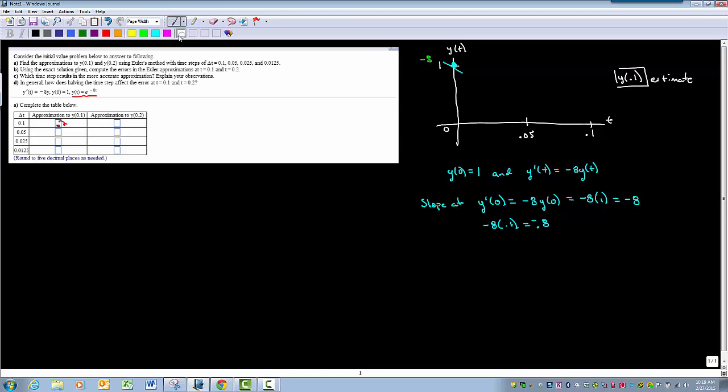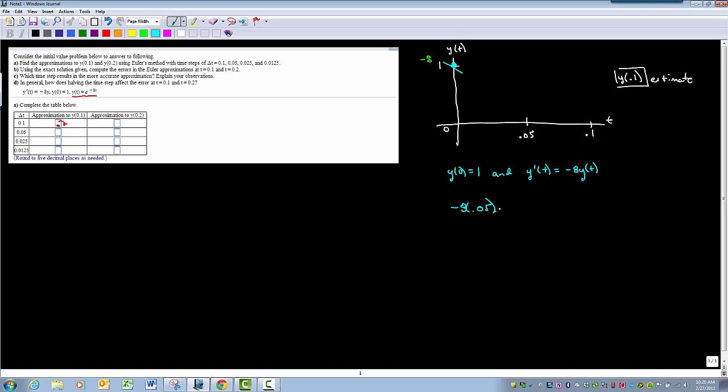So how are we going to do that? We're going to take that -8, the slope here, but we're only going to go out to 0.05. So the question is, how far down do we go? Well, that's pretty easy to calculate. I'm going to erase this now. I'm going to take the slope here, multiply it by the change in x, and that'll tell me the change in y.